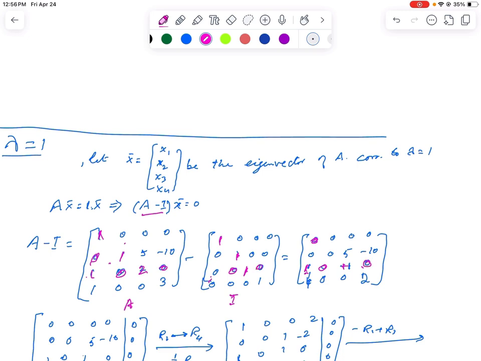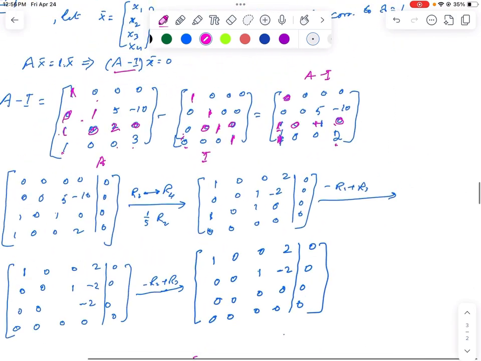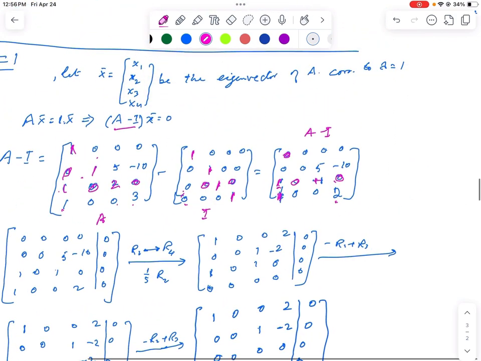In row 4, 1 minus 0 is 1. 0 minus 0 is 0, 0 minus 0 is 0, 3 minus 1 is 2. So this is our A minus I matrix. Now I take this matrix, put it in here, and augment with 0, 0, 0.